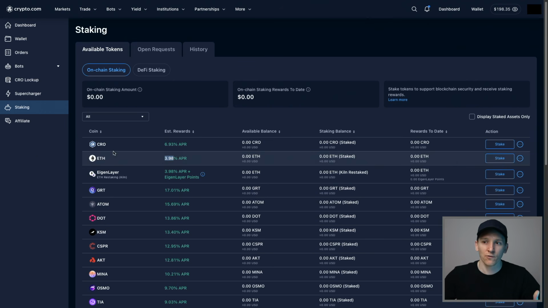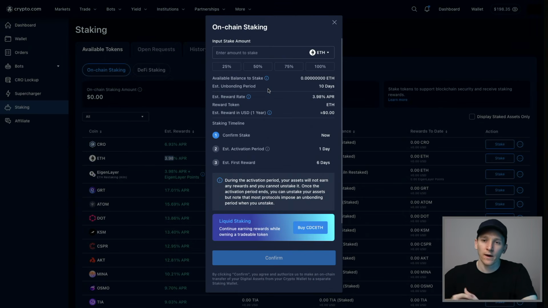In any case, for example, Ethereum, if you have some ETH in your account, go ahead and stake it. They'll go ahead and stake on the blockchain. You can see the unbonding period for this one is 10 days. So you stake it. If you want to unstake it again, you have to wait 10 days before you can trade it or sell it or send it out of your account. So that's what staking is.